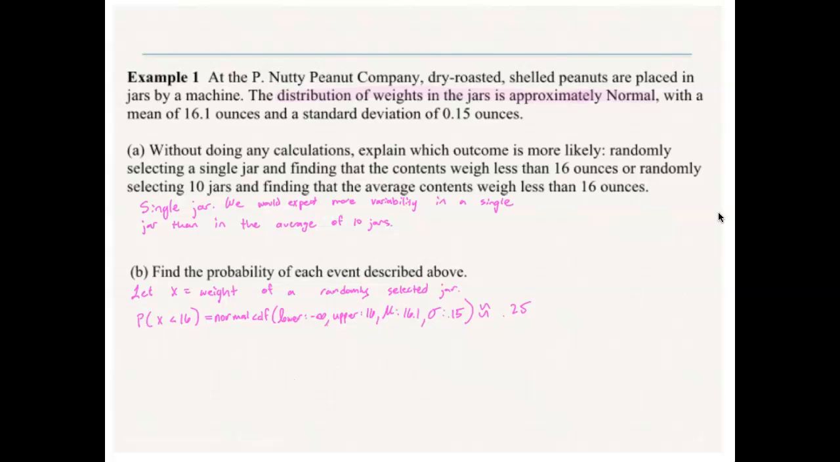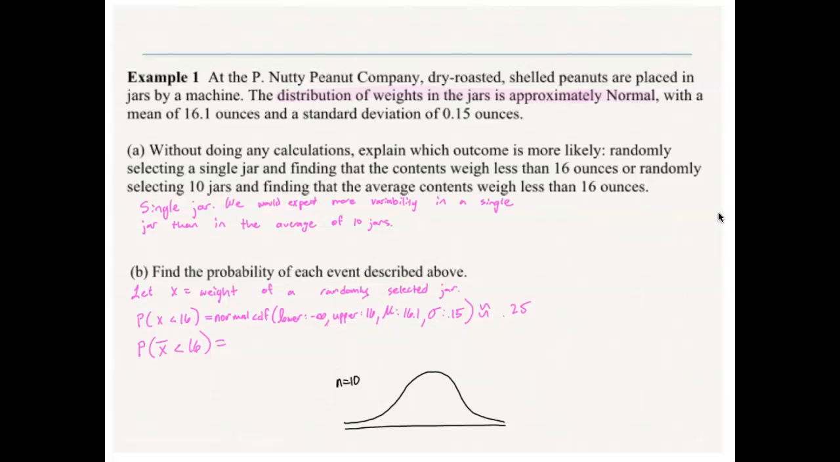But let's see. If we're looking at the average of 10 jars, the way I'm going to notate that, I'm looking for the probability that the sample average, or X bar, is less than 16. Well, I know that this sampling distribution will also be normal, because even though my sample size is less than 30, it's 10 in this case. Remember, since the population is normal, the sampling distribution will be normal no matter what the sample size.